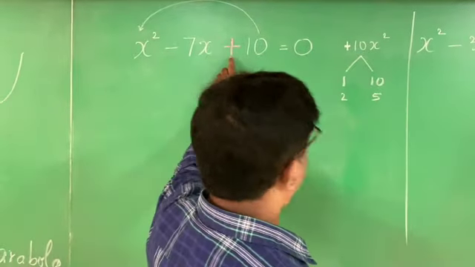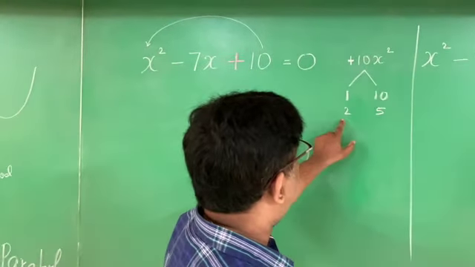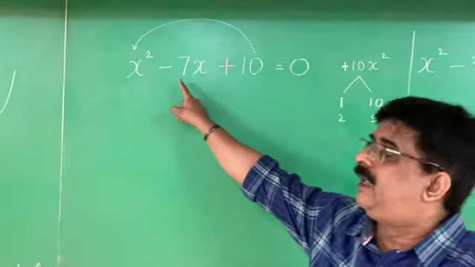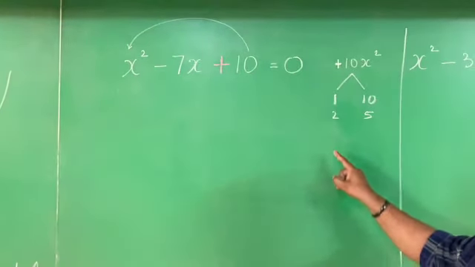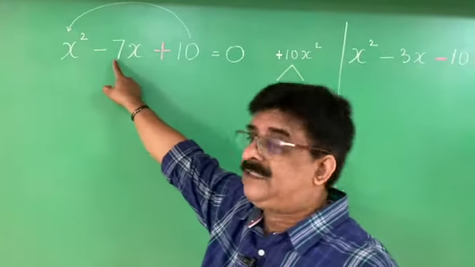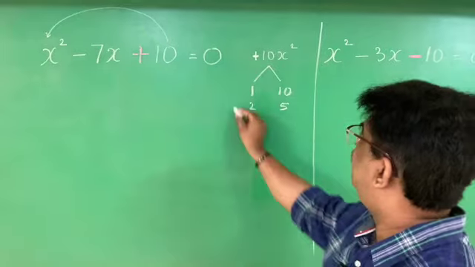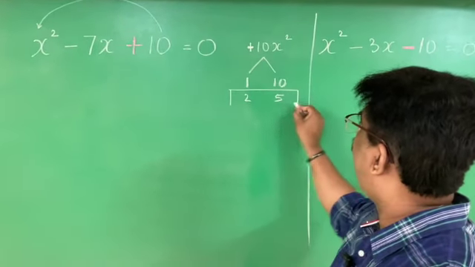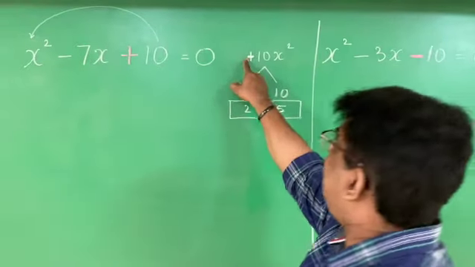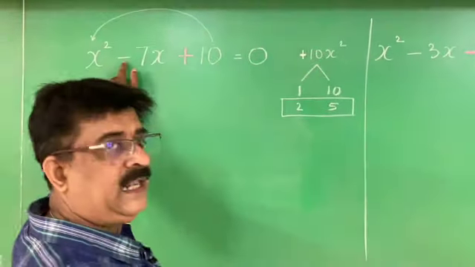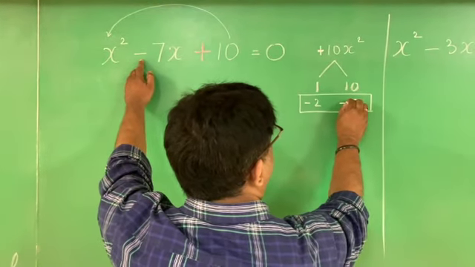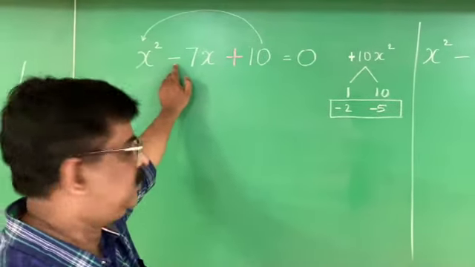Now, what is the sign here? Plus. Factors should be added to get the linear number. Factors should be added means 1 and 10, if I add, 11. What is the number here? 7. Therefore I should add 2 and 5. These are the factors I am going to select. When addition is there, what is the sign of the linear number? Minus. That should be given for both.